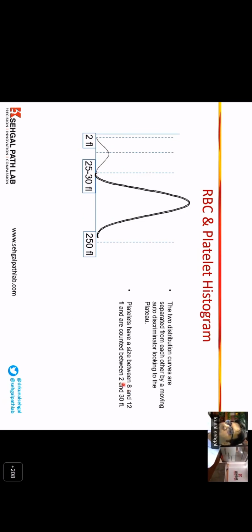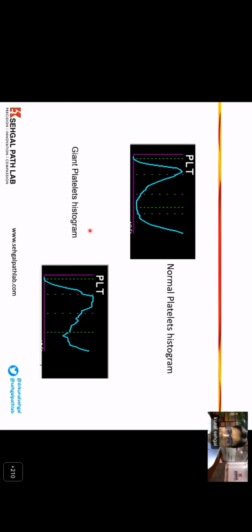Typically, platelets have a size of 8 to 12 femtoliters and are counted between 2 to 30. So most are below this 12. And I'll come to why this middle line of 12 is important. This is based on this 12 value. Typically, erythroids, we know, are 80 to 100 with an MCV of 90. So this is the curve of 90. And the macrocytes will come here and micros will come there. We'll not go there today.